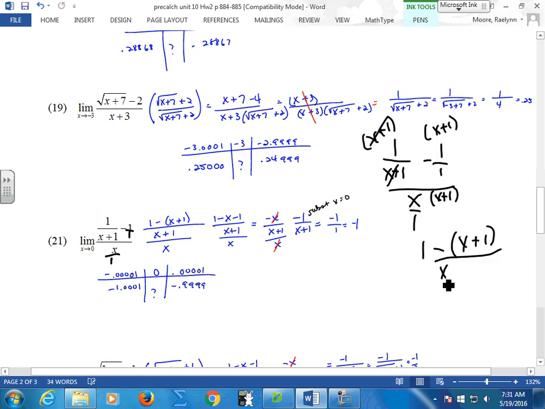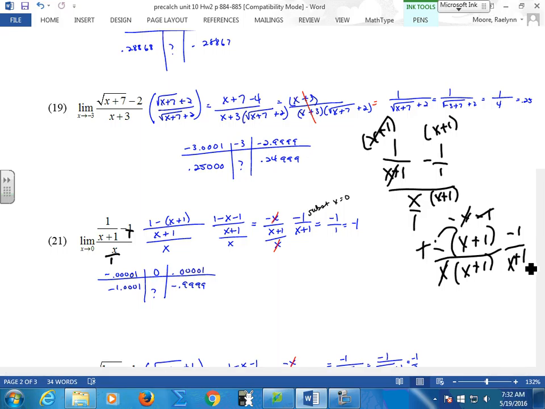And then this is your x times x plus 1. Distribute. Out comes your 1s. And you can take out the x, and you're left with a negative 1 over x plus 1. Use a common denominator. It works better. Questions? No questions?